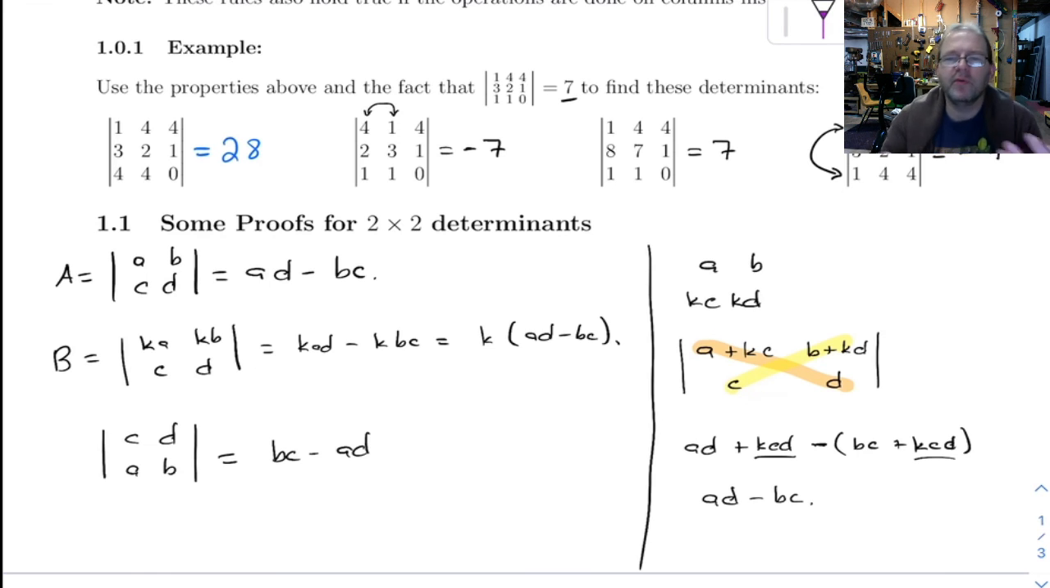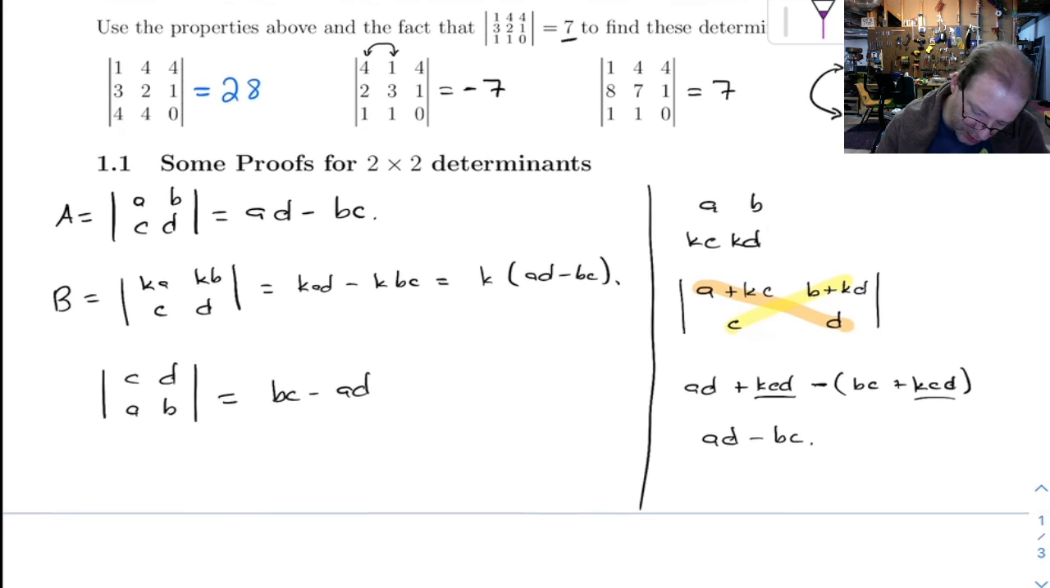So basically, we've proven that these three rules work for the 2x2 case. Proving it for the 3x3 case would be a little messier. Proving it in general, you'd have to go back to the definition of determinant, and I'm not going to ask you to do any of those things. I just wanted to show you that this does indeed work.